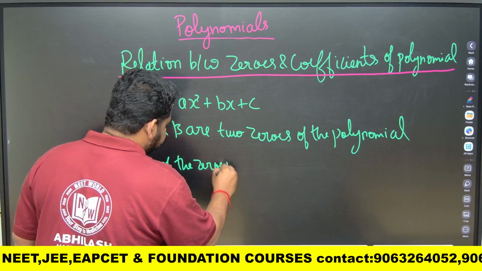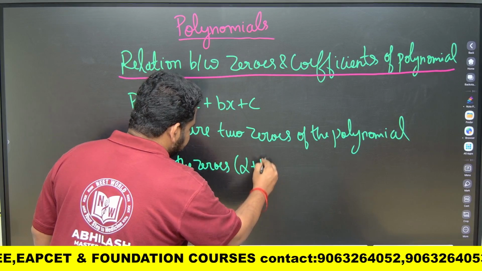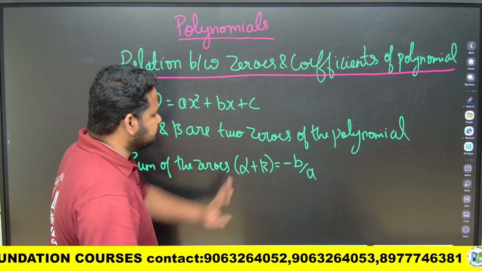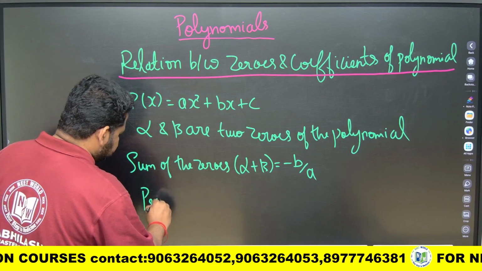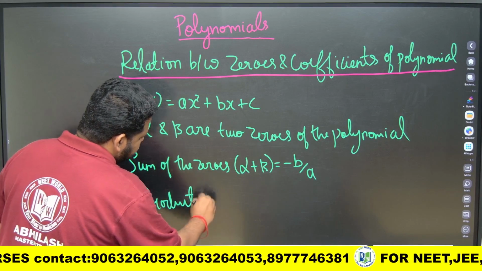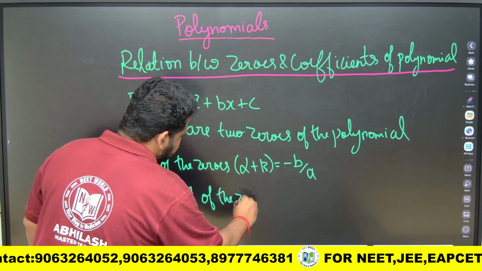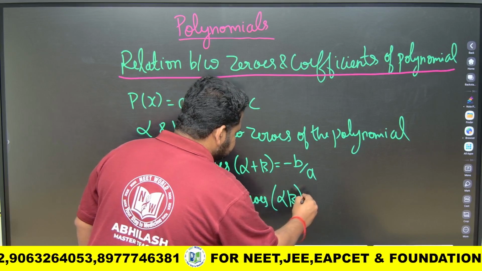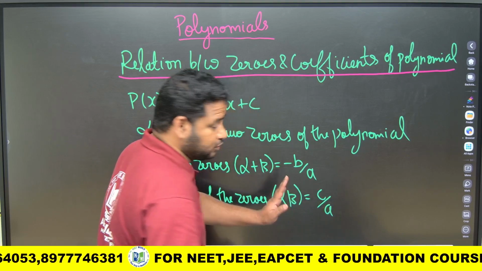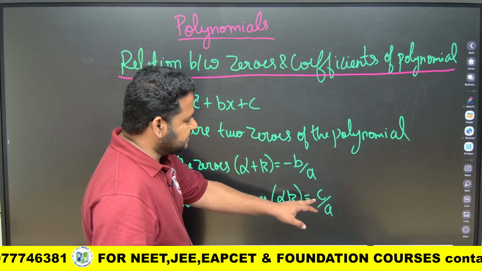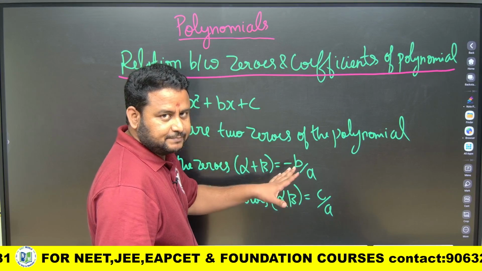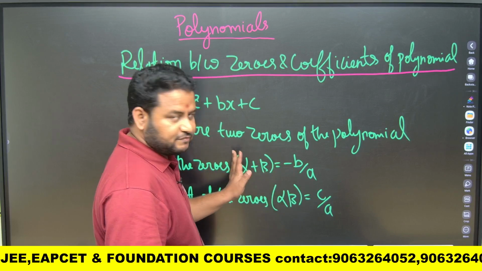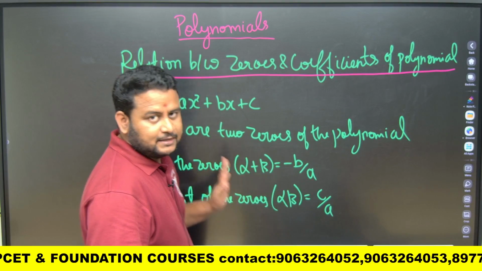Sum of the zeros is alpha plus beta. It is given by minus b by a. It is nothing but equal to minus b by a. And also product of the zeros, that is alpha beta, is equal to c by a. Only it is positive, c by a. Here it is minus b by a, here it is c by a. In both cases the denominator is the same, that is the coefficient of x square, that is a. So minus b by a for sum of the zeros, and for product of the zeros it is c by a. Please keep this in mind.